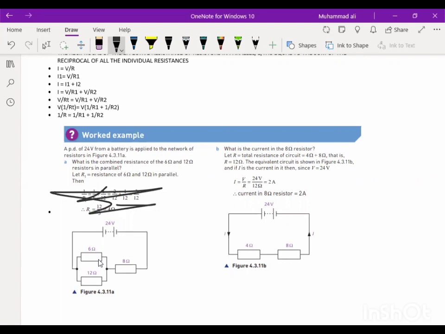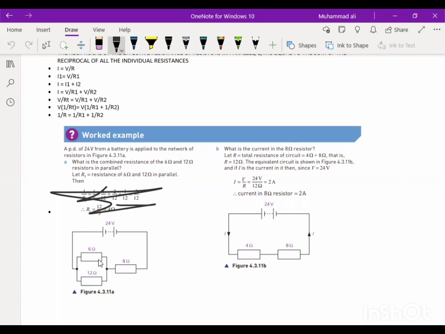So let me first calculate it. Don't make a habit of using 1 upon R equal to total. Just do the direct reciprocal, because that saves a lot of time: you just need to add directly in the calculator. You write (1 upon 6 plus 1 upon 12) to the power minus 1. This is what you type in your calculator and you get a direct answer.